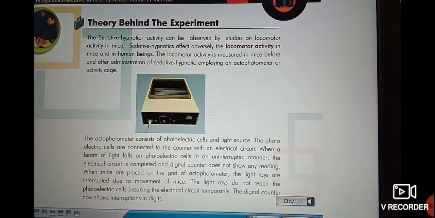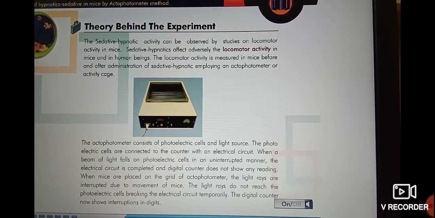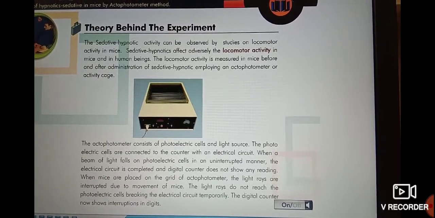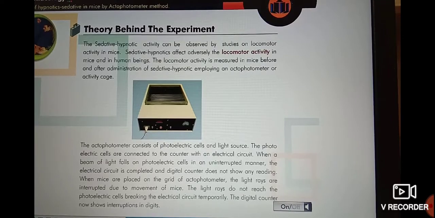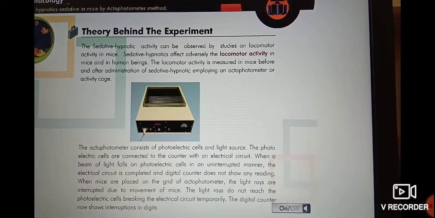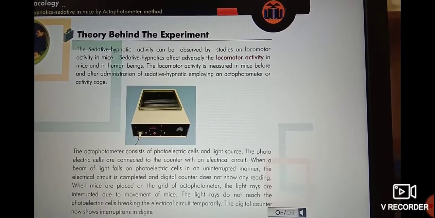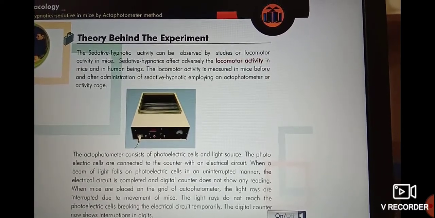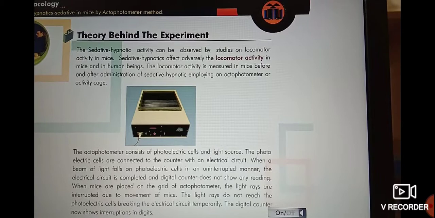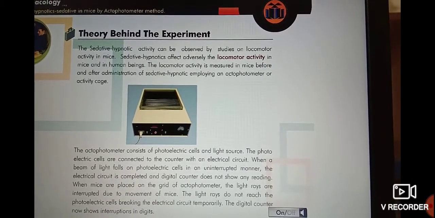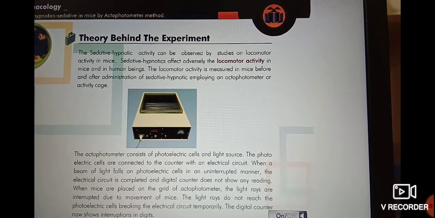So the light rays do not reach the photoelectric cells, breaking the electrical circuit temporarily. That digital counter now shows the reading of that breaking of current. This digital counter shows the interruption, and it counts these interruptions of that current.